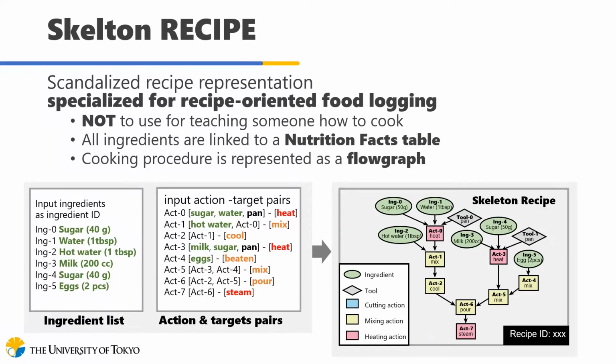Additionally, we propose a standardized recipe format for recipe-oriented food logging. Unlike recipes on the web or in magazines, these recipes are not intended to teach someone how to cook. As mentioned earlier, all ingredients are linked to the nutrition facts table. The instructions are represented by a flow graph, as shown on the right, which can be entered by simply choosing an action and its target ingredient. Since this flow graph is only used to calculate the nutritional value of this recipe, the details of the actions are not necessary and can be chosen from broad expressions such as cutting, mixing, and heating.